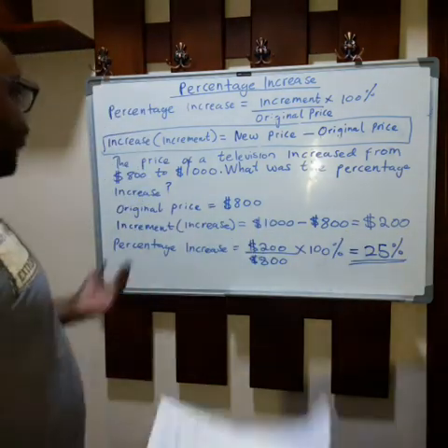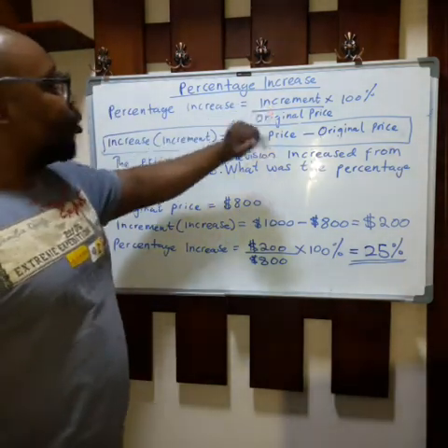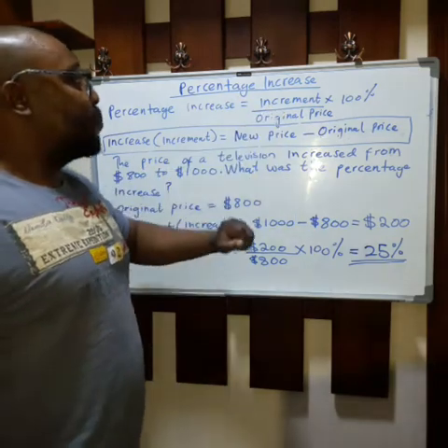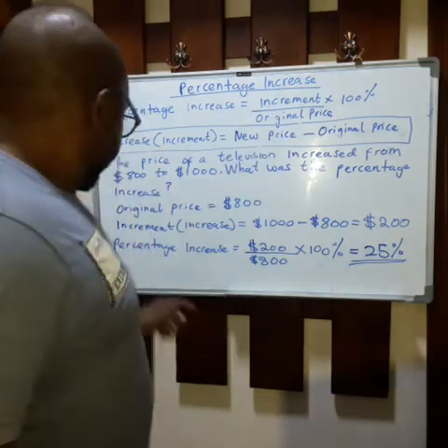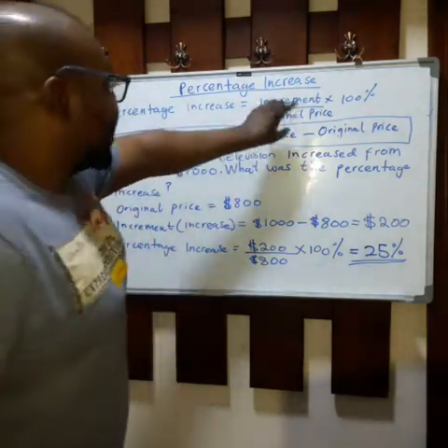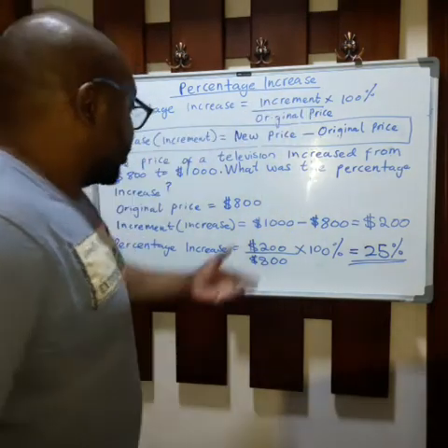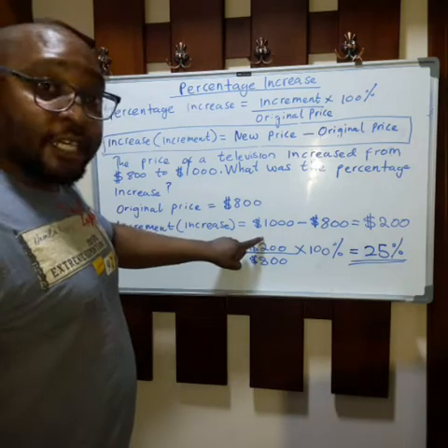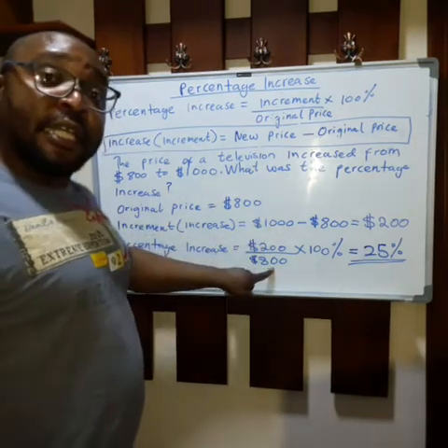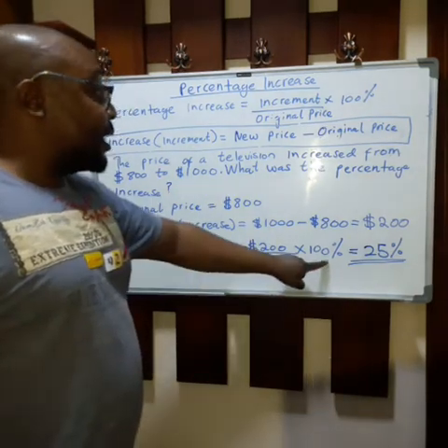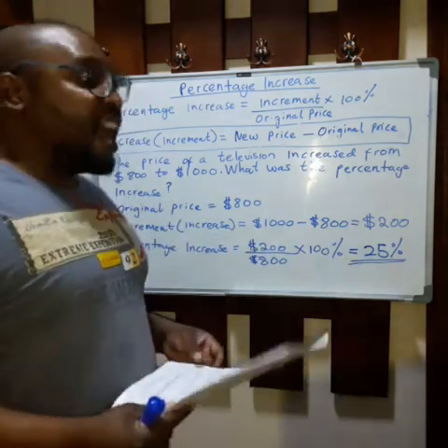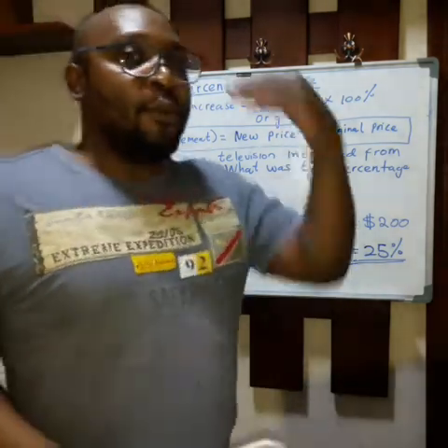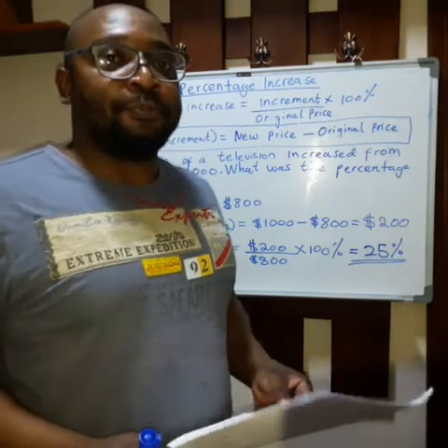We go back to our formula. Percentage increase is equal to increment over original price times 100%. So in place of these words, we put the values. Increment, which is also called increase, is 200. The original price, 800. Multiplied by 100, you get 25%. So we move on to the next example.